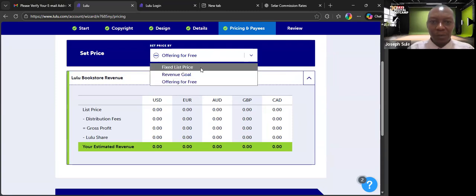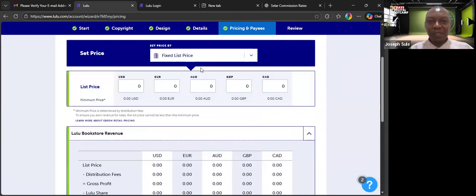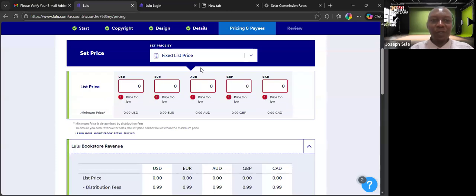If I go for this, it is a fixed list price. It means I want to fix my price at a particular distinct figure. I don't care whether the market is changing or not. Let it just stay there. And on all platforms, according to all rates, let it just be there.